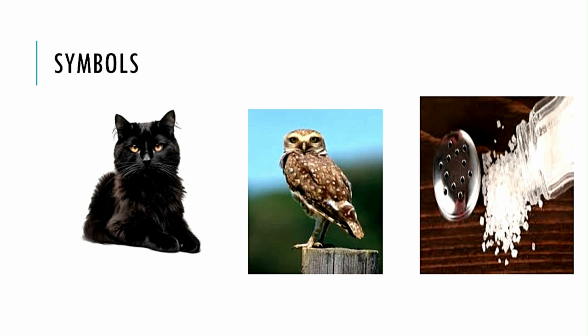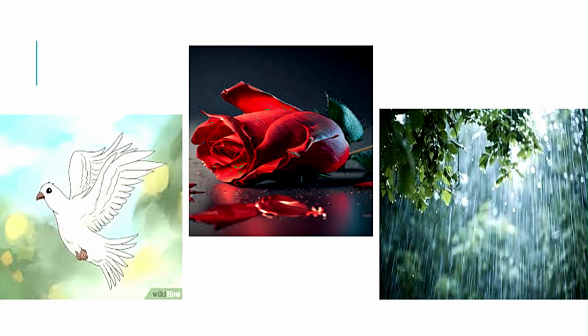For example, we have the black cat, which usually symbolizes bad luck. The owl symbolizes death, and the spoiled soul symbolizes the bad news that could happen. Here we have positive photos. We have a pigeon, a white bird, which symbolizes peace and innocence, and we have the red flower, which symbolizes love, and the rain, which symbolizes life and prosperity.